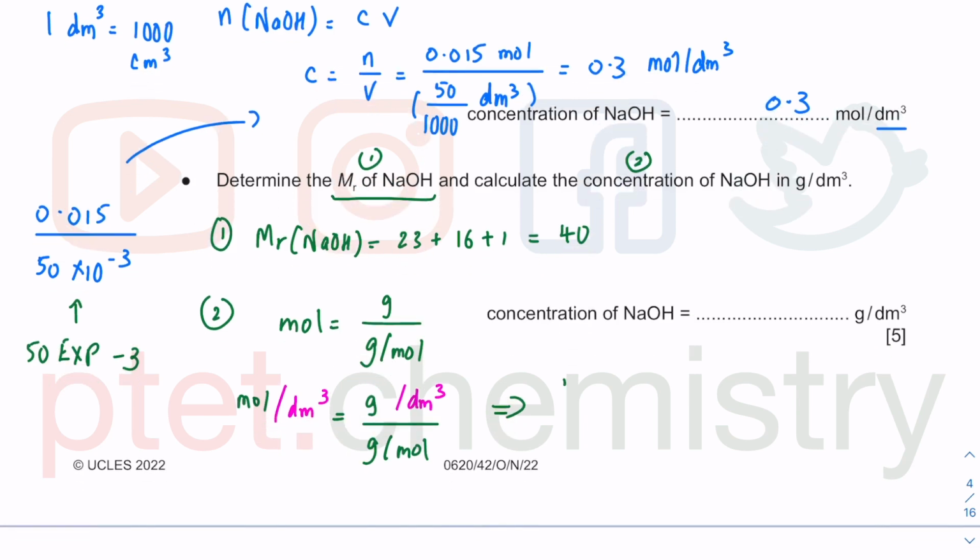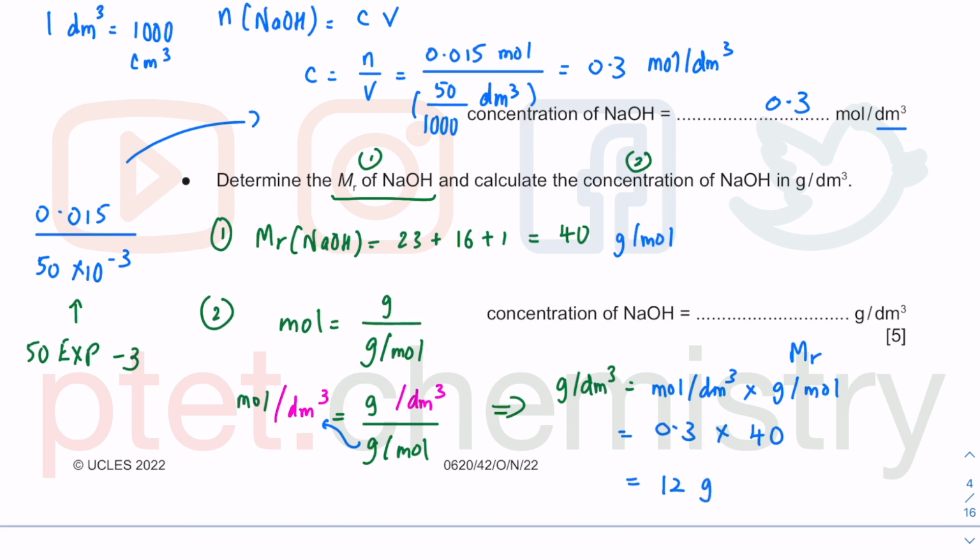And to get the concentration in gram per dm cubed, that is just going to bring up the gram per mole to the other side. And I'll get mole per dm cubed multiplied by gram per mole. Gram per mole is Mr. What is your mass in 1 mole? So this is the mass in 1 mole of the substance. This is how many mole in 1 dm cubed. So that is 0.3 mole per dm cubed multiplied by 40. And I get 12 gram per dm cubed as my final calculated answer there.